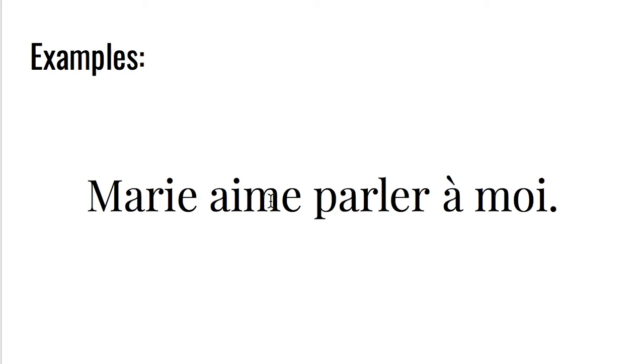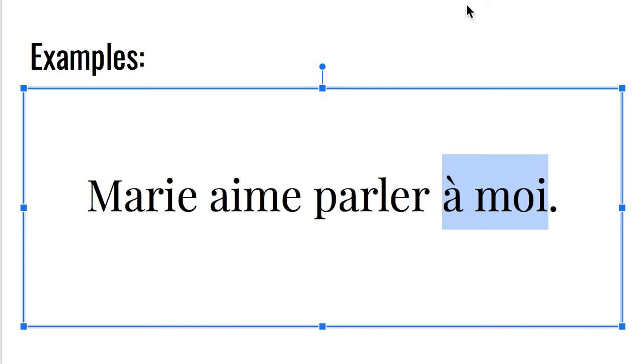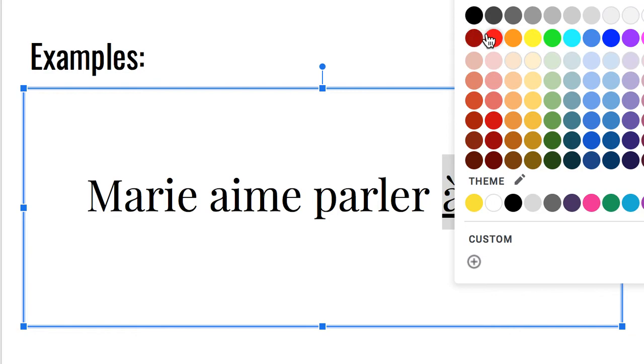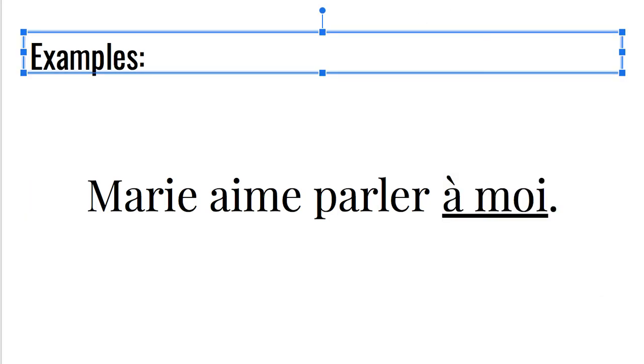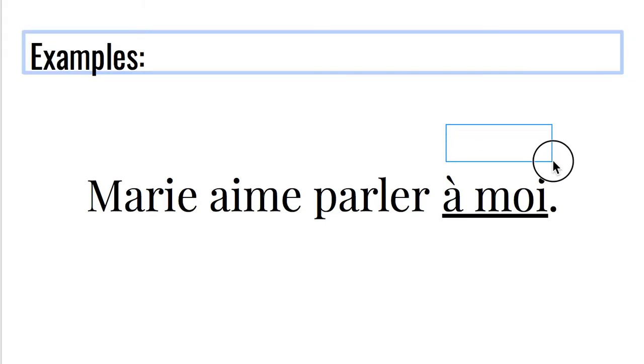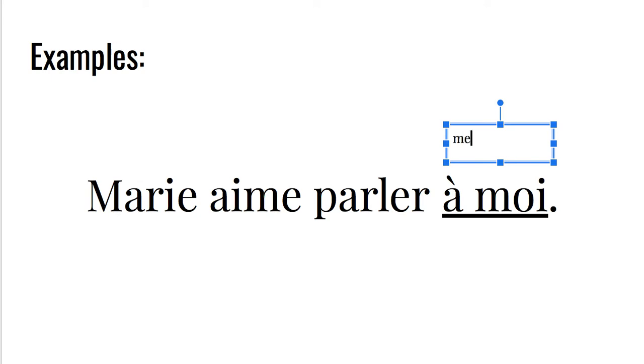So, I'm looking for my indirect object. I see my à and my moi. So, I know that that's going to be an indirect object. I'm going to underline it. Then I'm going to look back at my chart to see à moi is going to change to me, okay? So let's see if I can add in a little text box here for you guys. So I would write above it, I'm going to change it to me.